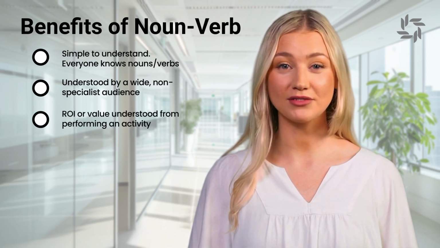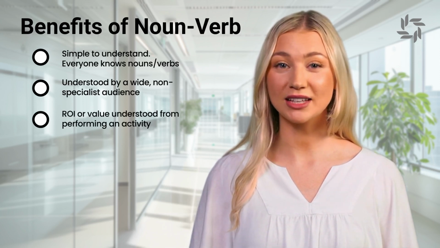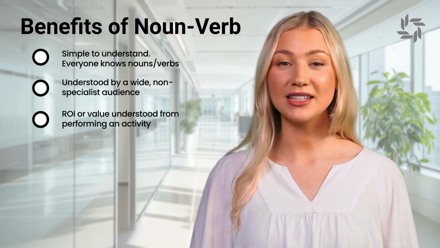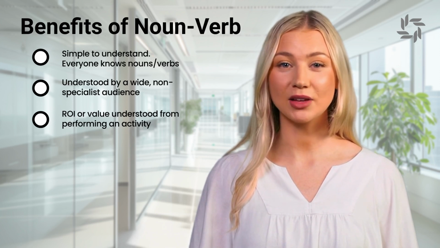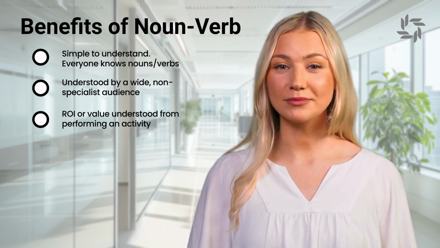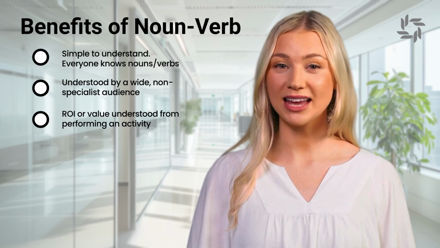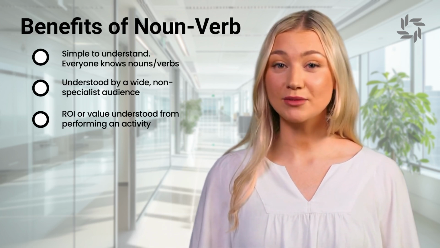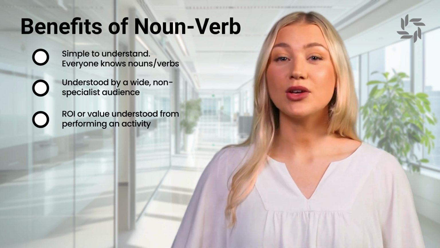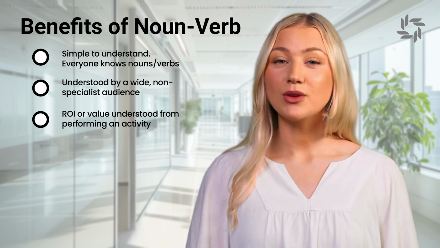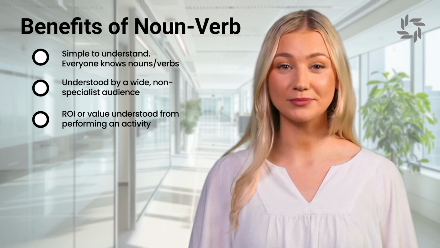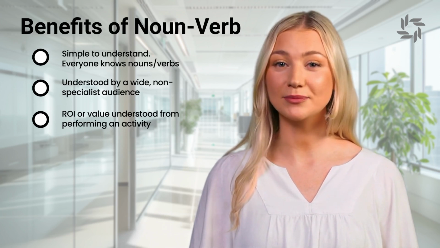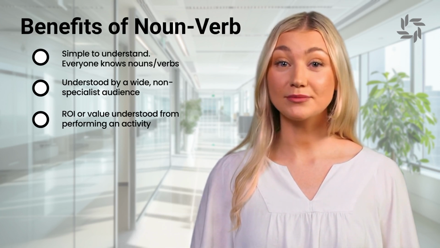The noun-verb method gives the business an understanding of the value or the return on investment from performing the activity by displaying the output. For example, by performing an activity, I am producing something like a report, a quote, or a job description. In simple terms, if you cannot describe what you are producing by performing the activity, the question begs, why are you doing it?